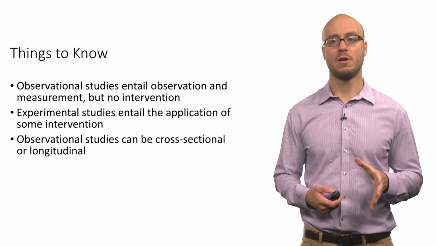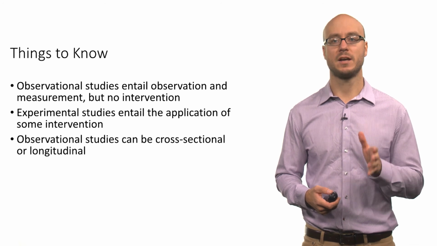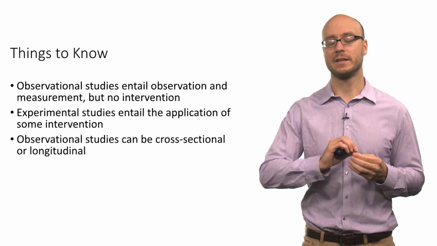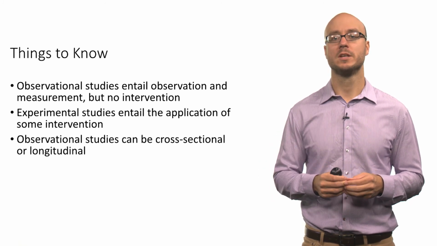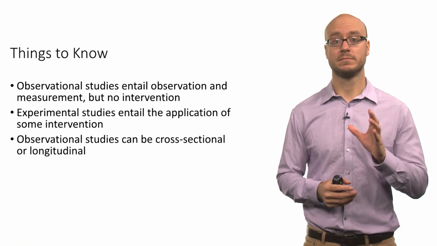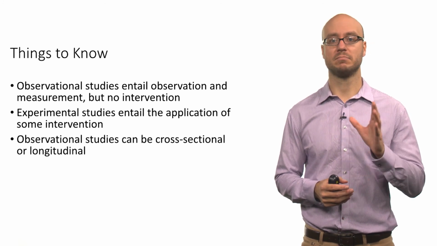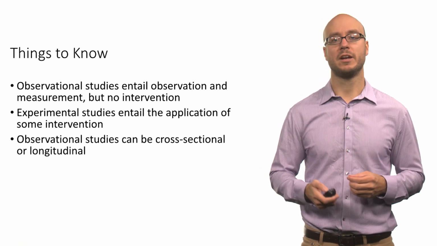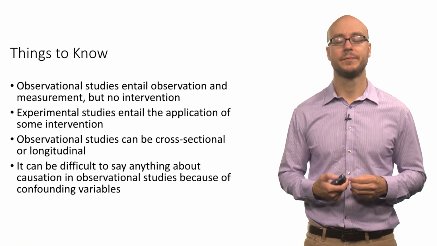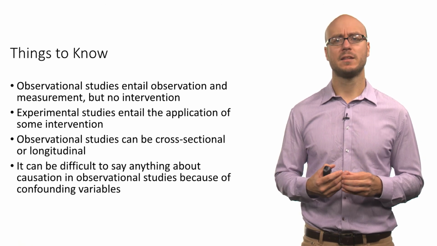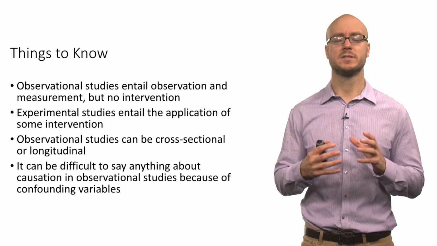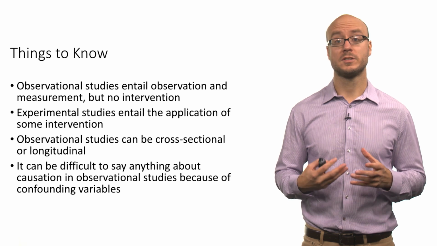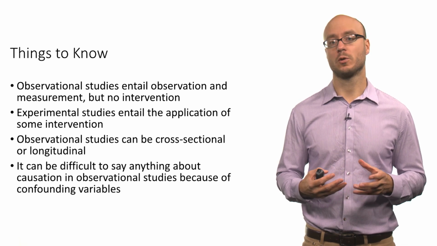Observational studies can be either cross-sectional, involving a snapshot in time, or longitudinal, in which case you're tracking the same people over time. For a longitudinal study, you might measure people's behavior in 1950, 1955, and 1960. By doing so, you can obtain a richer description of the data. Finally, it can be difficult to say anything about causation in observational studies because of the presence of lurking or confounding variables. That concludes our discussion this week of study or research design.